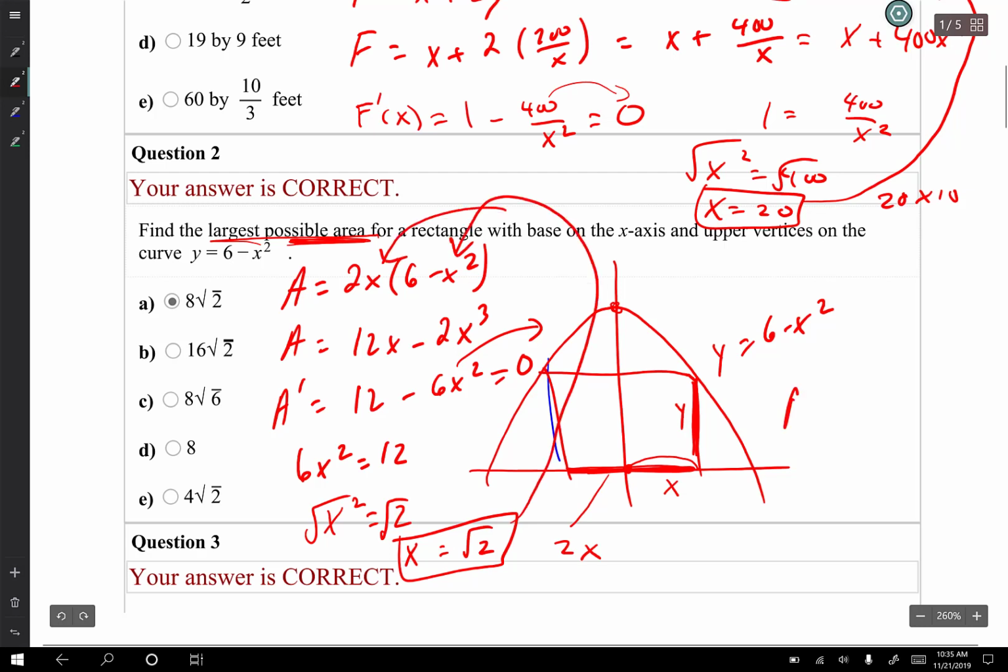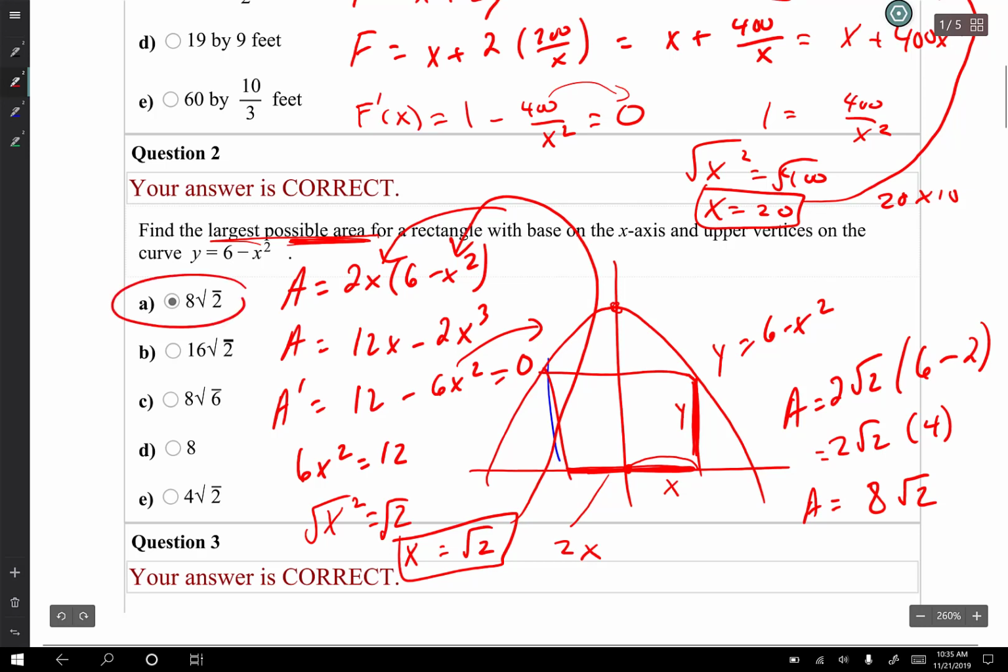So my area is equal to 2 times the square root of 2 times 6 minus, well, x squared is 2. So 6 minus 2. So 2 square root of 2 times 4, and then 4 times 2 is 8. So my maximum area is 8 square root of 2. And you know that it's a maximum, guys, because you have a closed region.